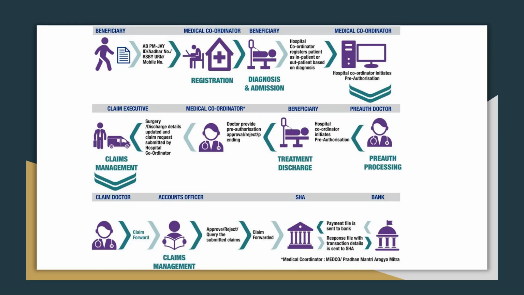What is actually being done? As medical professionals, as budding professionals, you should know, because in your hospital also such patients will come to you who are covered by various schemes of medical insurance. For this, the beneficiary, that is the patient, will have the Ayushman Bharat Pradhan Mantri Jan Arogya Yojana ID or Aadhaar ID and Rashtriya Suraksha Bima Yojana URN number or even the mobile number, and with this the registration will be done by the medical coordinator at the secondary or tertiary care center.